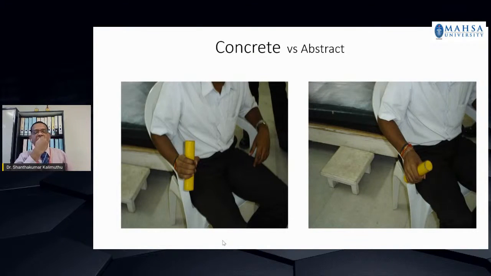Okay, what is a concrete and an abstract exercise? You just instruct the patient to do wrist extension, wrist flexion, shoulder abduction. Those are all abstract exercises.